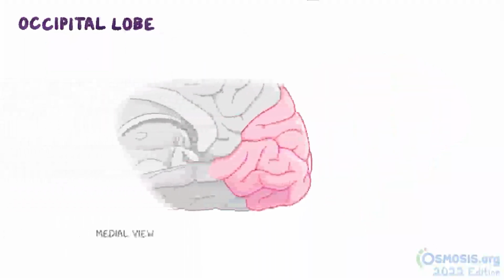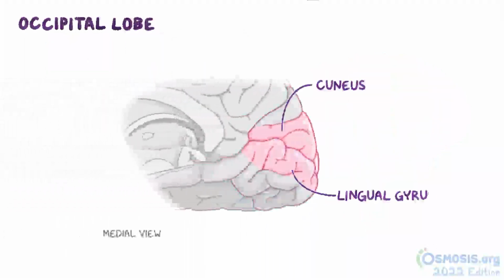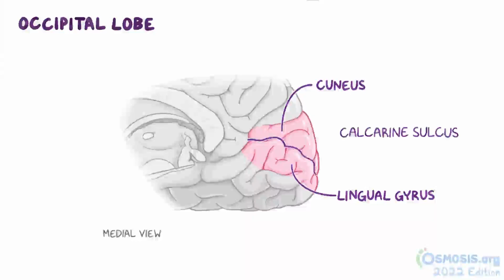The occipital lobe contains the cuneus and lingual gyrus separated by the calcarine sulcus, and these areas comprise the primary visual cortex.